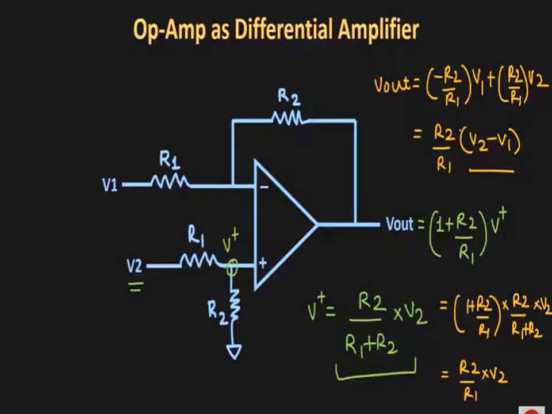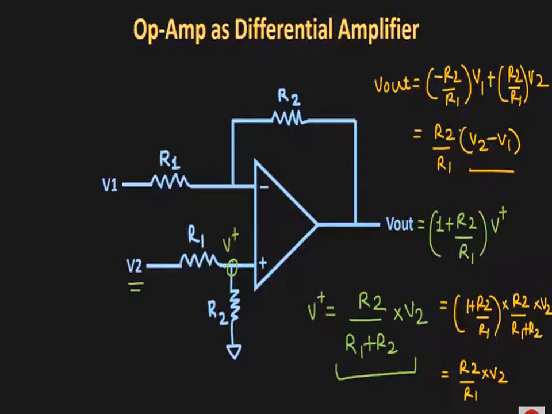I will put this V plus in the above equation. In the above equation, V out is equal to 1 plus R2 by R1 into V plus. When I get this, I will assume V1 is grounded and I am just giving V2. I will get this equation: V out is equal to 1 plus R2 by R1 into V plus. I will substitute this V plus, and the numerator and denominator get cancelled. The remaining is R2 by R1 into V2.